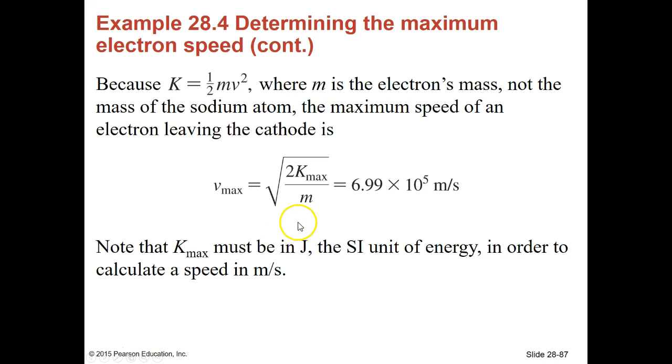That gives me 1.39 eV, which if we convert to joules would be about 2.22 times 10 to the negative 19th joules. Since I know that kinetic energy is equal to 1/2 mv squared, I can just rearrange this equation, solve for Vmax, and I have 2 times the maximum kinetic energy divided by the mass of the electron, and I get a number somewhere around 7 times 10 to the 5th meters per second. Here I have to make sure that my kinetic energy is in joules in order to calculate that speed.